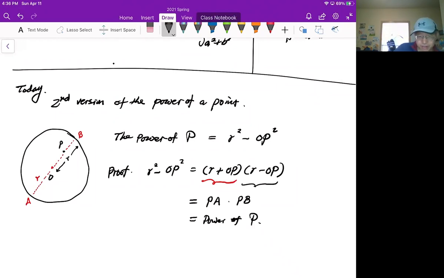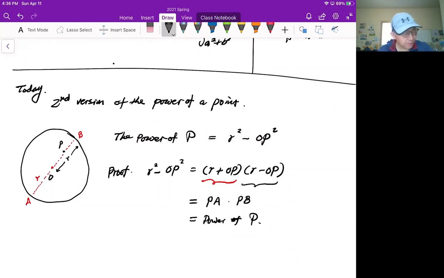Does it make sense? Right? So this is very straightforward, right? So we have two different ways to say the power of the point. One is using the product. The other one is just using the difference of squares: R squared minus OP squared, right? So yeah, I think so. Okay. All right. So that's for this question.